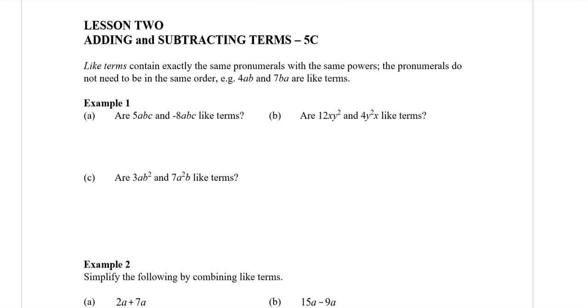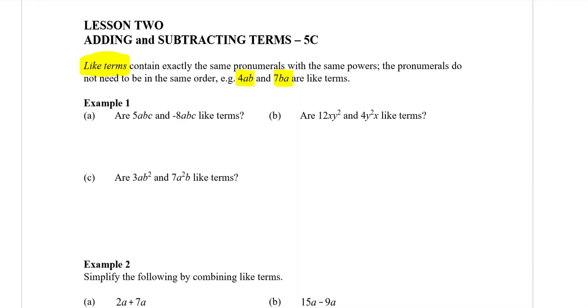Hello Year 8. Today we are going on with our algebra topic and we're going to be doing adding and subtracting terms. So in algebra, you can only add and subtract what we call like terms. Like terms are ones that have the exact same pronumerals with the same powers. The pronumerals do not necessarily need to be in the same order. So for example, 4AB and 7BA, they are like terms because they both have an A and a B, but they're just switched around in the second one.